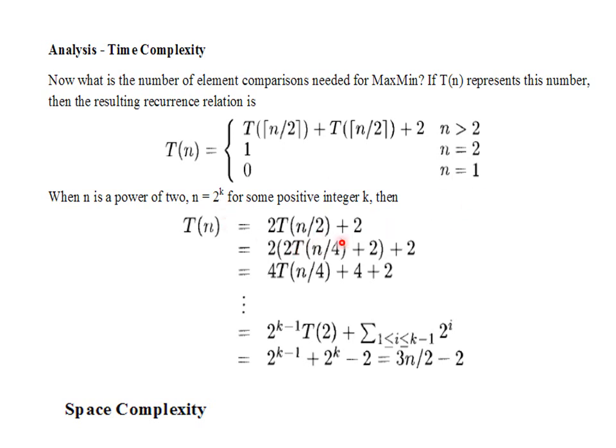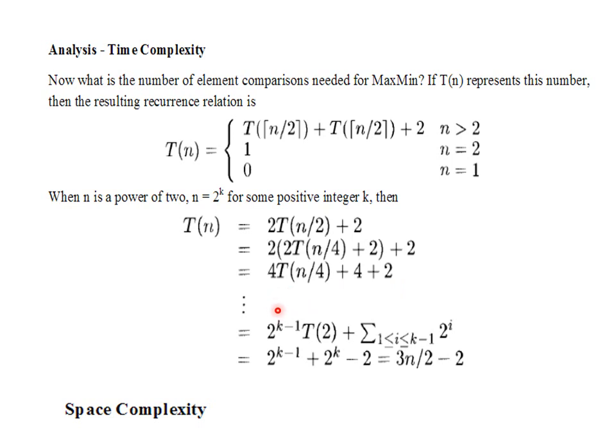If we use the substitution method, 2 into t of n by 2 can be replaced by 2t of n by 4 plus 2. Then multiplying 2 into 2 is 4 t of n by 4 plus 2. So this we can write as 2 to the power 2 t of n by 2 to the power 2 plus 2 to the power 2 plus 2 to the power 1, right? If you apply the substitution again, we can write 2 to the power 3 t of n divided by 2 to the power 3 plus 2 to the power 3 plus 2 to the power 2 plus 2 to the power 1, and we can continue here.